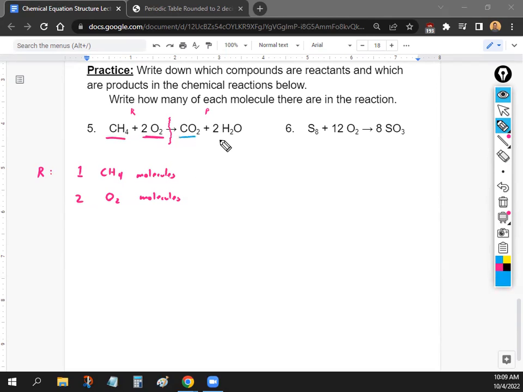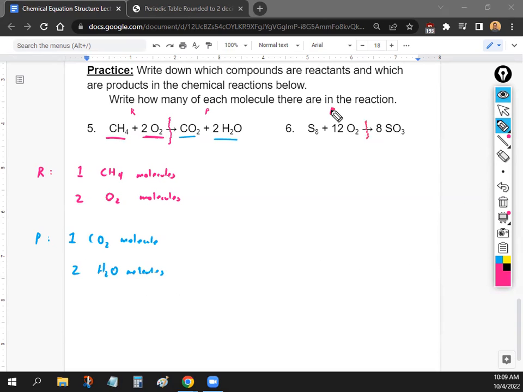Looks like we got 2 different molecules. The first molecule, the first product, is CO2, but there's no number in front of it, so we got one CO2 molecule. And then for H2O, we got a 2, so we got 2 H2O molecules. Okay.